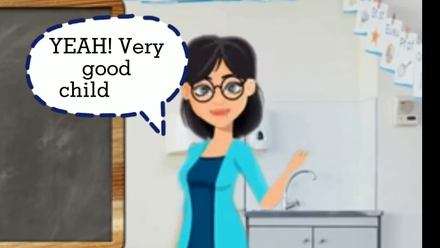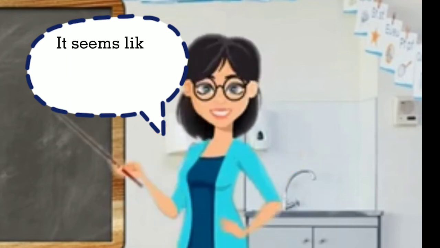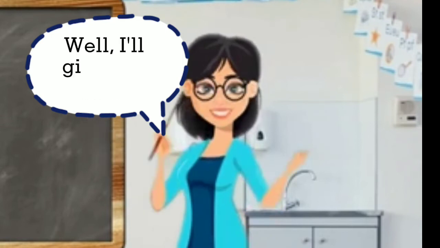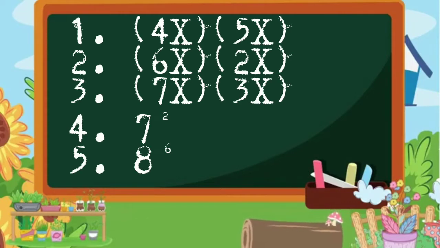Very good, children! It seems like you're ready for another set. Well, I'll give it to you. Number 1: 4x is multiplied by 5x. Number 2: 6x is multiplied by 2x. Number 3: 7x is multiplied by 3x. Number 4: 7 squared, or 7 raised to the power of 2.